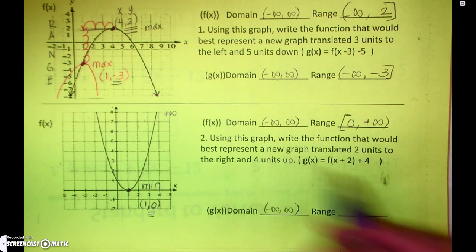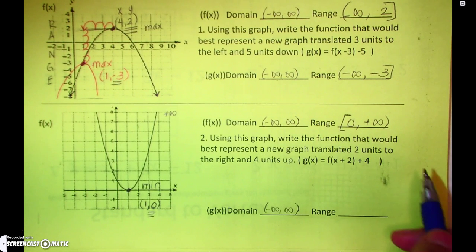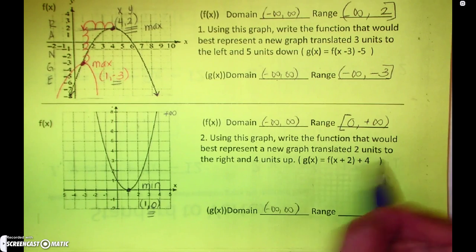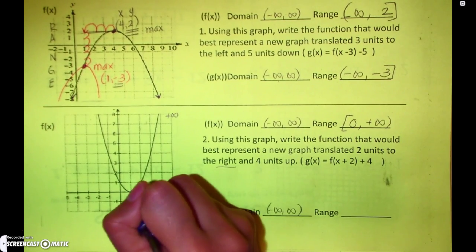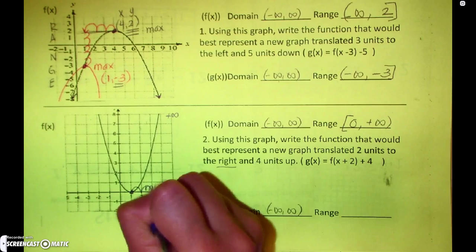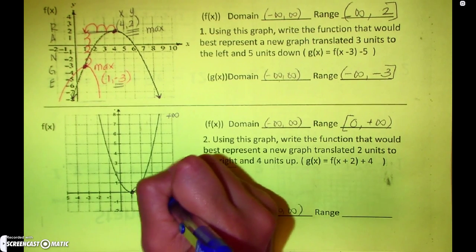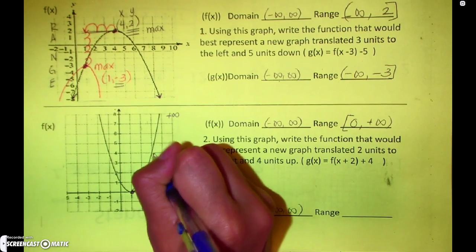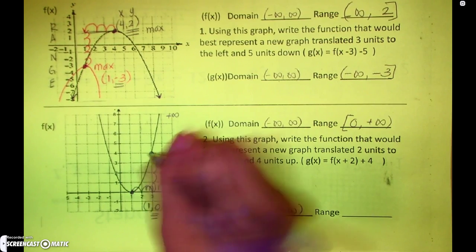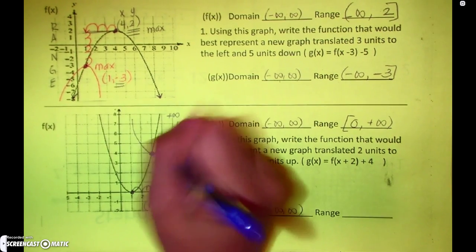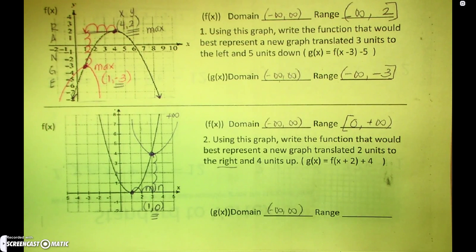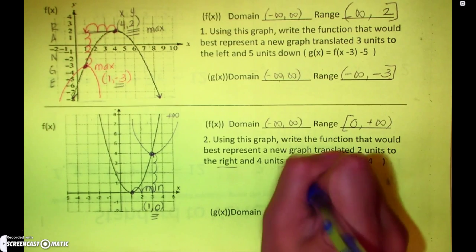It says, using this graph, write the function that would best represent a new graph translated 2 units to the right. So I'm going to get my vertex and go 2 units to the right and 4 units up. So 1, 2, 3, 4, and I'm going to land here. So my graph looks similar to the previous example. It just has a new vertex.